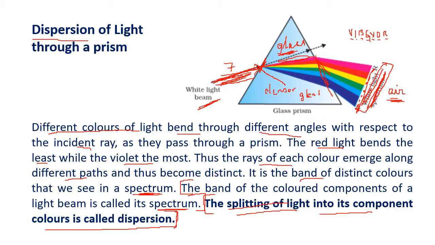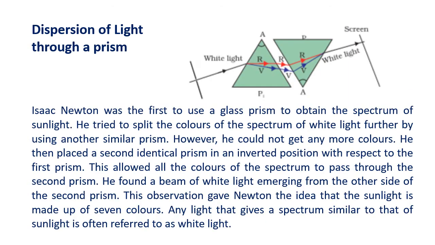So Newton also tried something else. Okay? Now you can see there are 7 colors, but we cannot see all of them separately. We'll come to that later. Now you can see here what Newton has done.